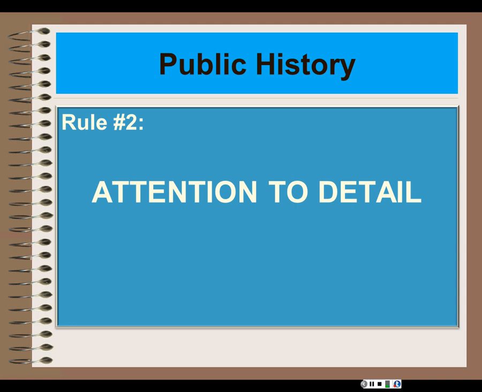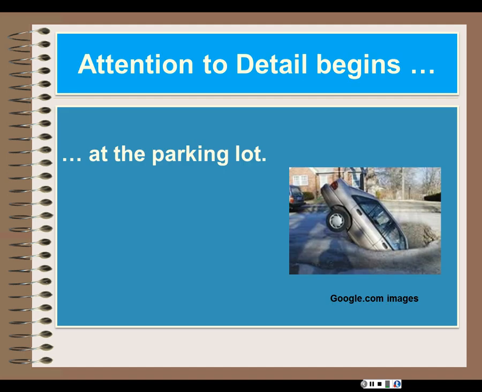We're competing for money, for grant money, and we are competing for the money of benefactors and philanthropists, because in the end, we have to keep the doors open. So attention to detail actually begins at the parking lot itself.